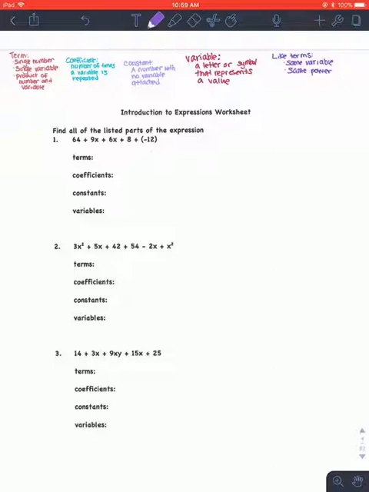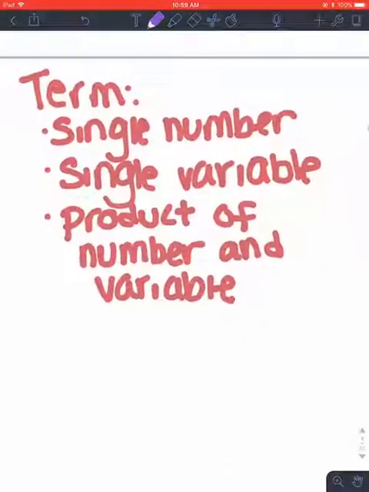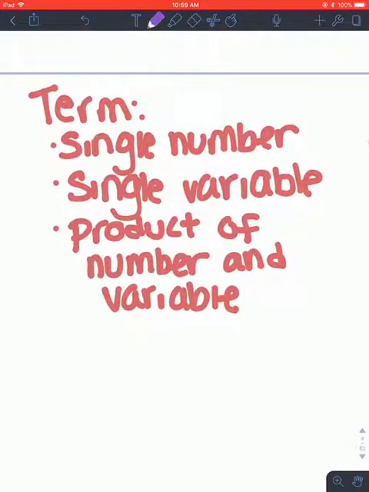So to review the vocabulary to begin with, terms are a single number, a single variable, or the product of a number and a variable. For example, a single number would be like 5, a single variable would be like x, and the product of a number and a variable would be like 5x. These types of things are terms. They're usually separated by plus signs or minus signs.